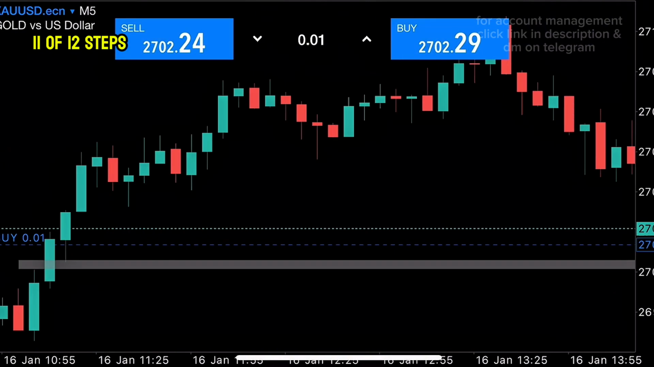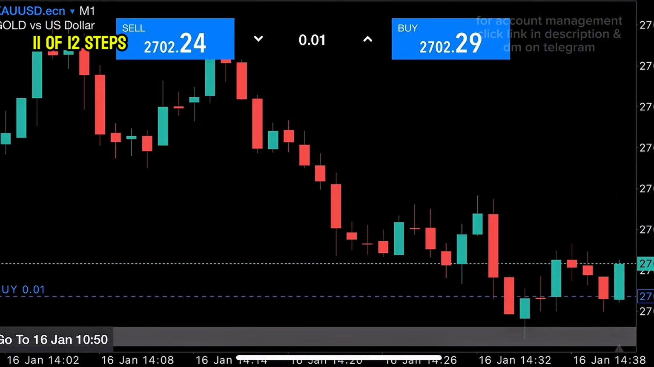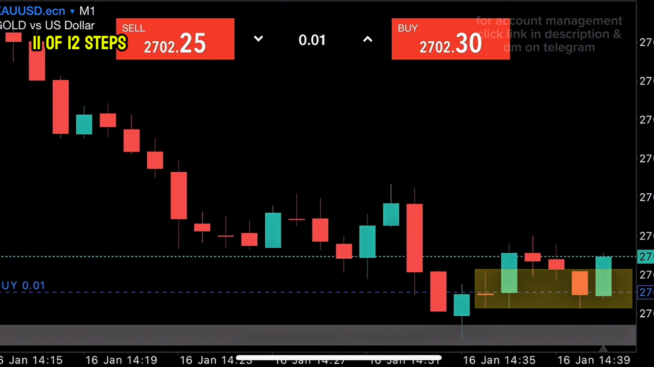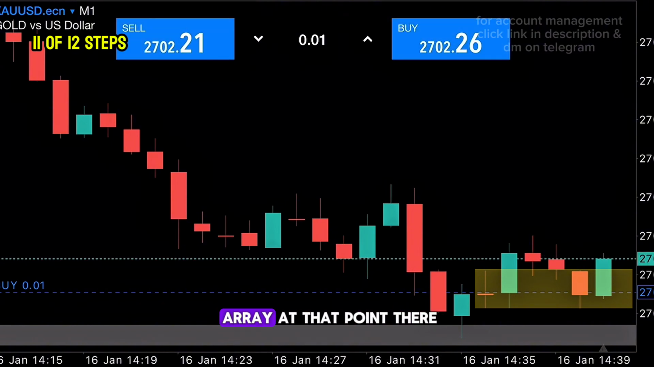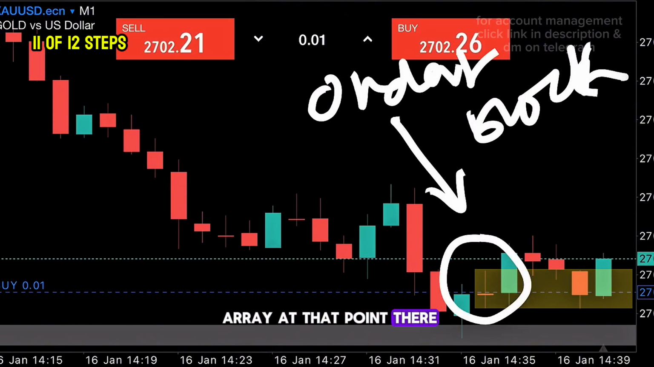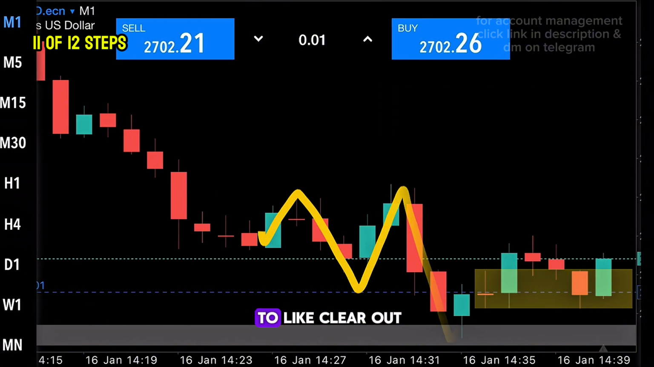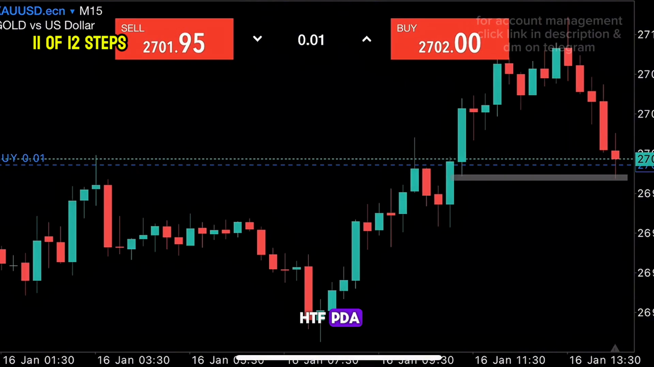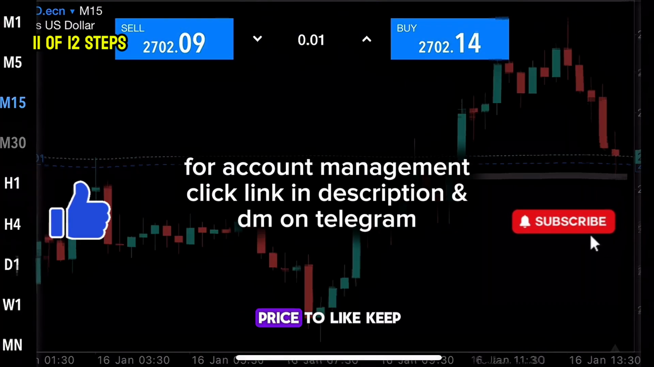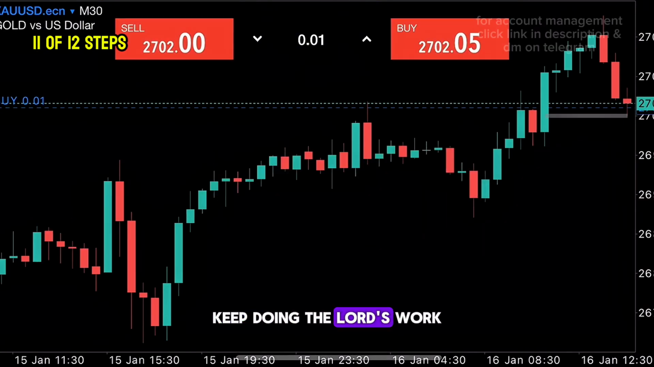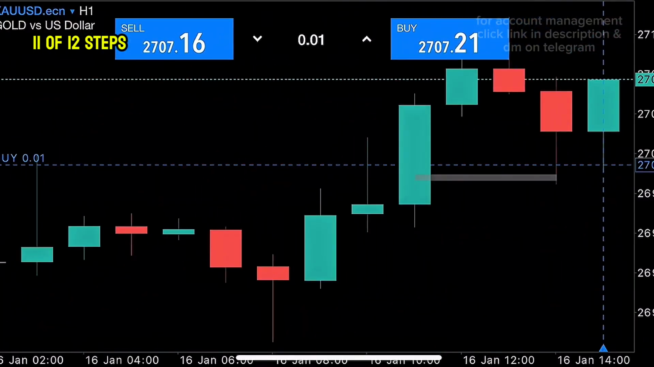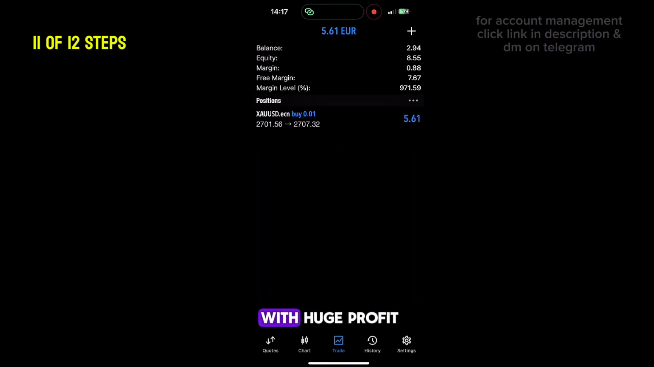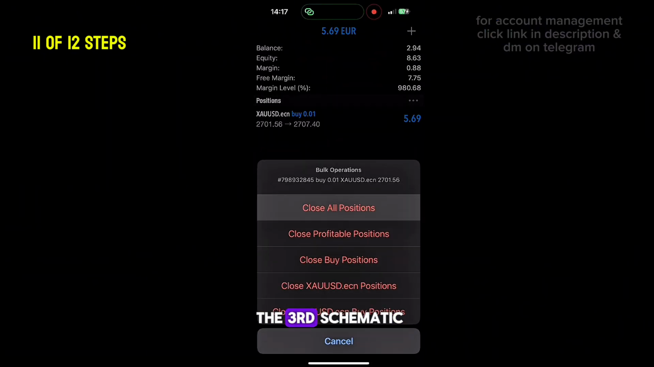And if you think this is the end, if we go to the 1 minute time frame, you can see price was expecting that lower time frame demand zone. That's literally another PDRA at that point. So I was expecting price to clear out all those highs, since it has been clearing out highs on the HTF PDRA. So I was just expecting price to keep doing the Lord's work, and that's it. You can see free money, and I walked away with huge profit there, and then went to the third schematic.